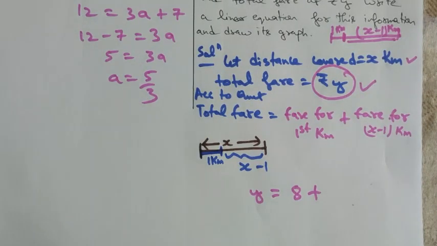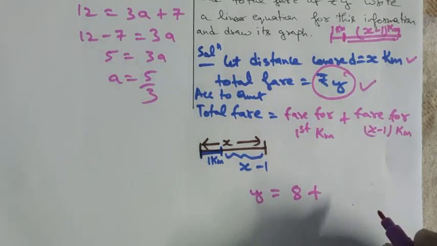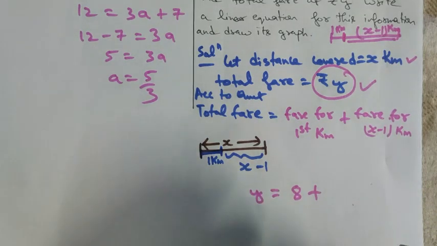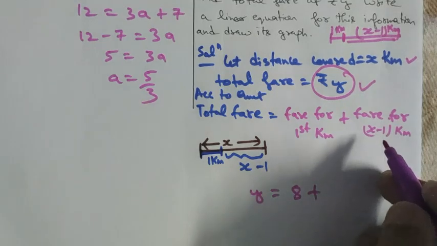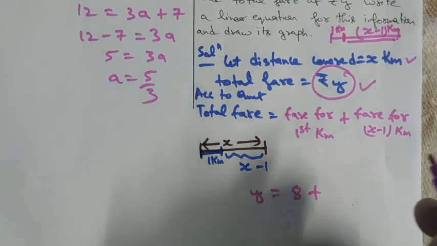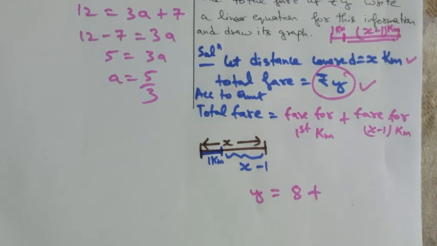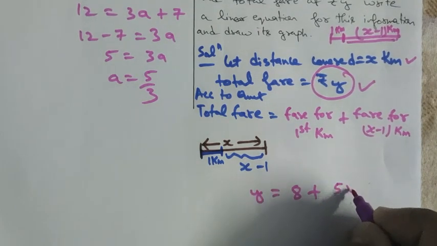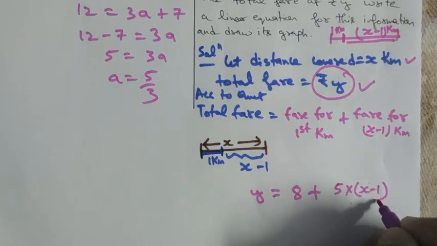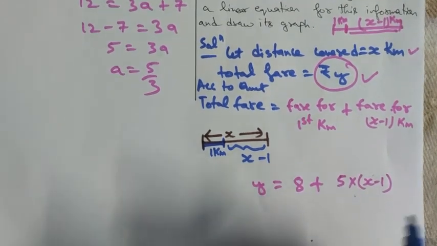It is given in the question that for the subsequent journey, 5 rupees will be charged for every kilometer after the first kilometer. So for 1 kilometer it will be 5 rupees, for 2 kilometers it will be 5 into 2, for 3 kilometers it will be 5 into 3, for x kilometers it will be 5 into x, for x minus 1 kilometer it will be 5 multiplied by x minus 1. I suppose it is clear to you. So it will be what?